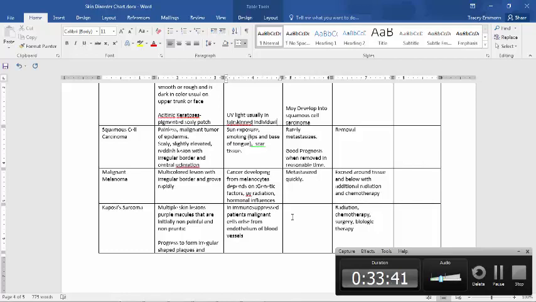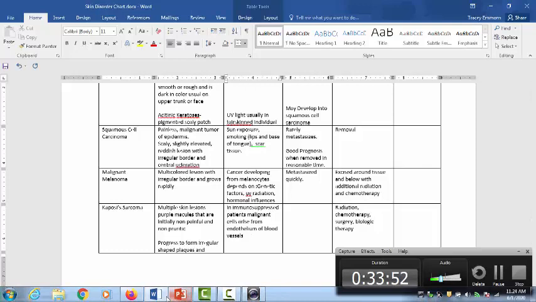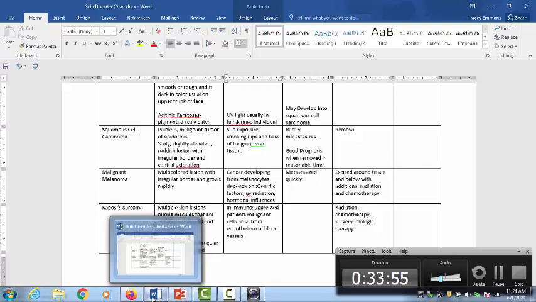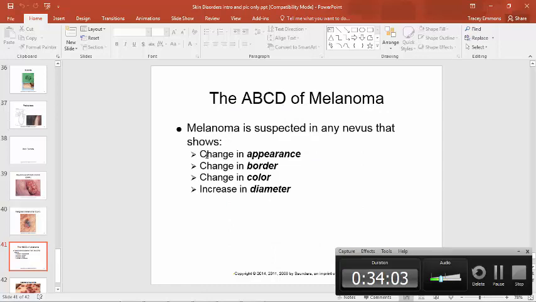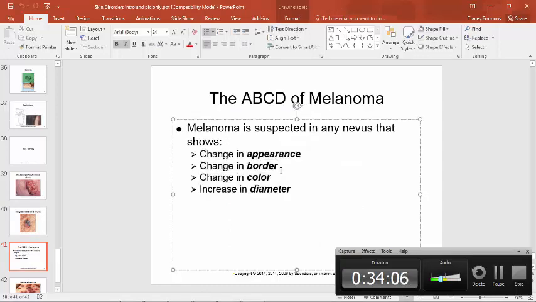They need to be removed quickly, and you need additional radiation and chemotherapy to help stop the spread of these malignant melanomas. These are very dangerous, and this is the one that we want to keep a check on. So we can see here an irregular border, large, and you can see this dark multicolor. We should always look at the ABCs, which is the appearance, the border, the color, and the diameter. And a nevus is a mole. So when we have a mole that's suspect, it's going to have changes in this, and we need to consult with a dermatologist or a doctor as soon as possible.